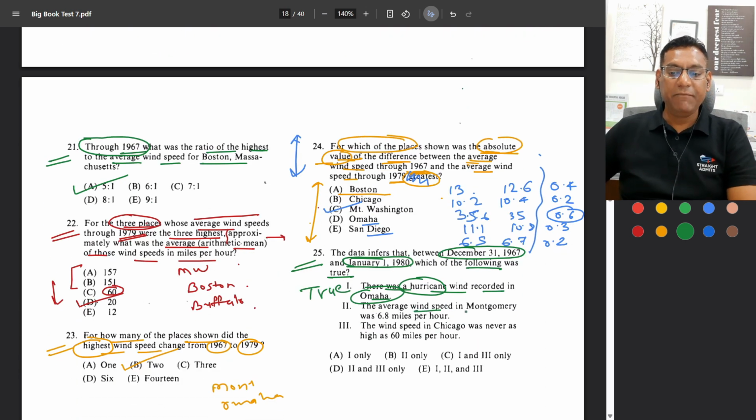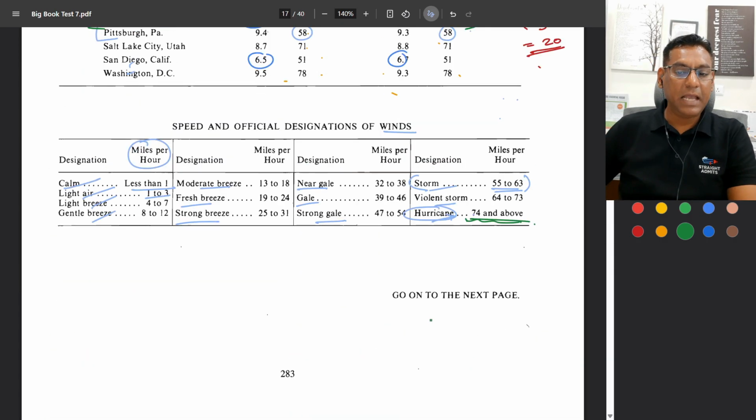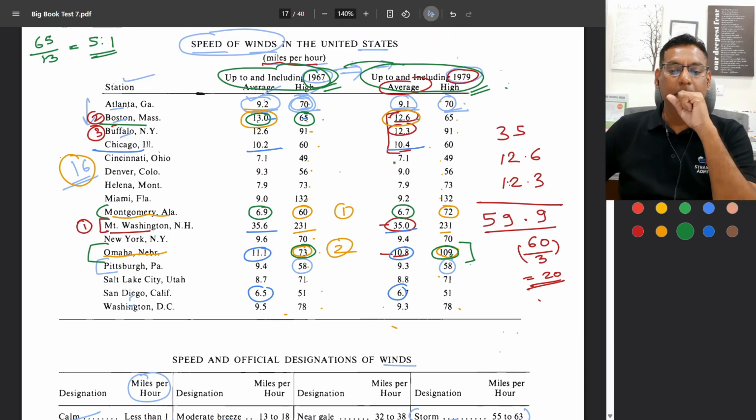The average wind speed in Montgomery was 6.8. Okay, the average was 6.8 in Montgomery. We'll find out. Montgomery's earlier average was 6.9. The later average is 6.7. Does that mean that the average was 6.8? That's a very tricky question. It looks like the average was 6.8.